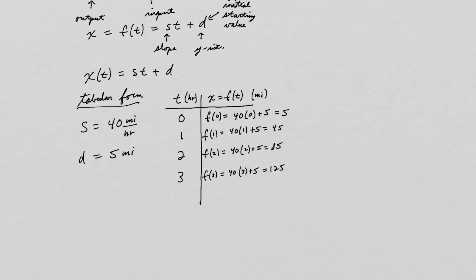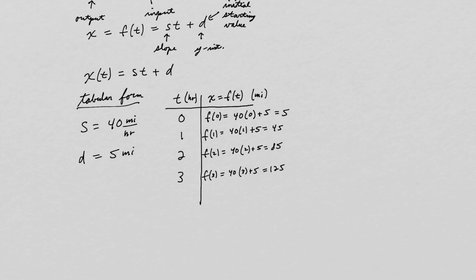So after 3 hours, it's 125 miles away from the station. At 0 hours, it starts at 5 miles away. So you can see here, that's kind of like our y-intercept. When the time is 0, the distance from the platform is 5 miles. After 1 hour, it's 45, and so on. Okay, so that would be tabular form. The data is given in a table.